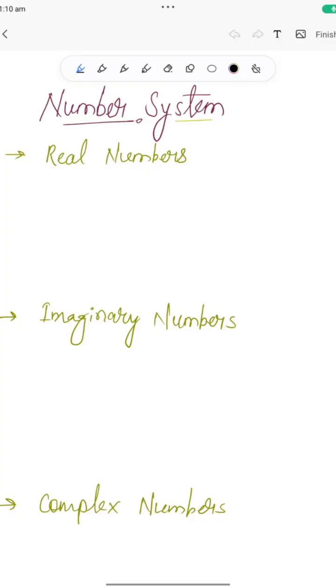Hey, hello everyone. So we are going ahead with number system. Let's not waste time and directly move on to the number system. तो number system होता क्या है? That is basically the system of numbers.